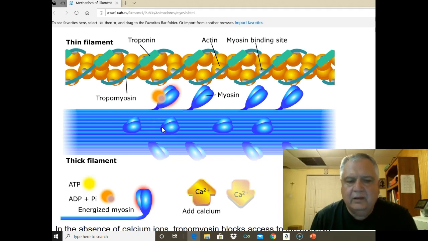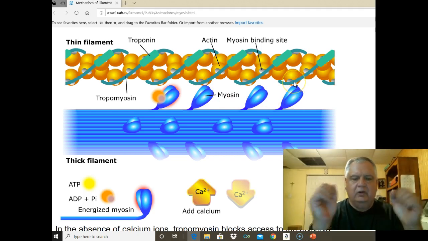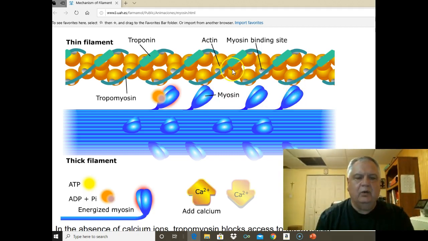Now, how do we get the actin to slide over the surface of the myosin? Well, these cross bridges have to link on and ratchet, and as they ratchet, they'll pull the actin over the surface of the myosin toward the M line. Okay, and that will effectively shorten the sarcomere.